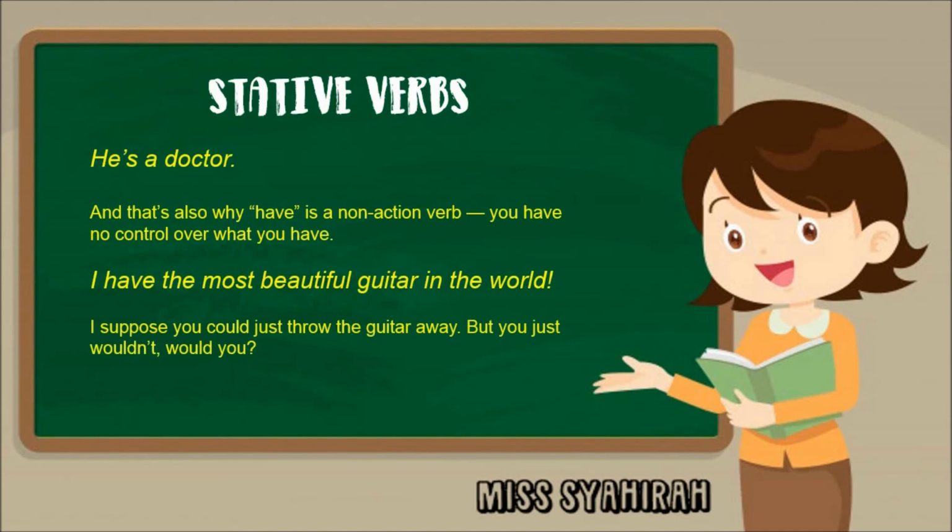I suppose you could just throw the guitar away, sure, but you just wouldn't, would you? So this is in present simple form. I have. Unless you want to say, I'm having lunch. Okay, that is an action verb. But this one, have, is a stative verb. So remember, stative verbs are used in present simple.